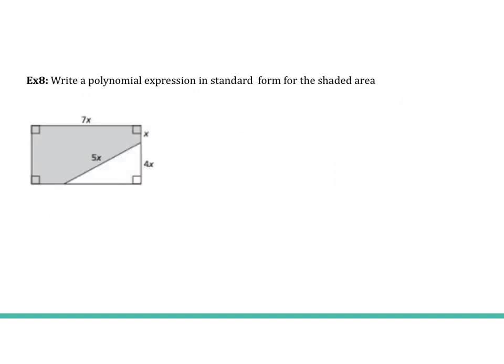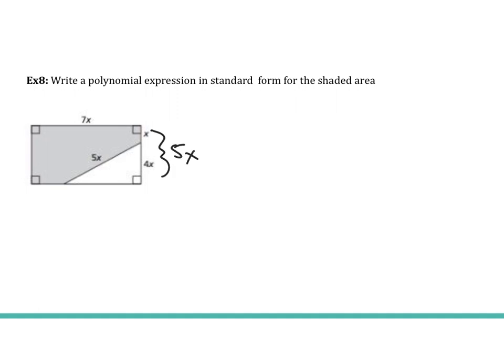All right, we have one last example here where we're going to again try and find the area of just the shaded region. And our strategy is going to be the same. We're going to find the area of the entire shape and then subtract the area of the non-shaded region to get the area of the shaded region. Looking at my shape, I can see that I have a rectangle. One side of my rectangle is going to be 7x. The other side of my rectangle would be this x plus this 4x for a combined total of 5x.